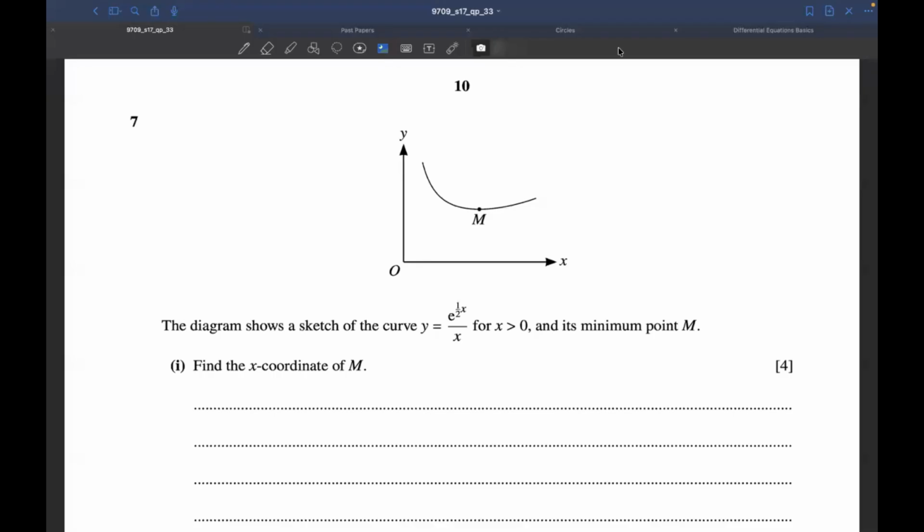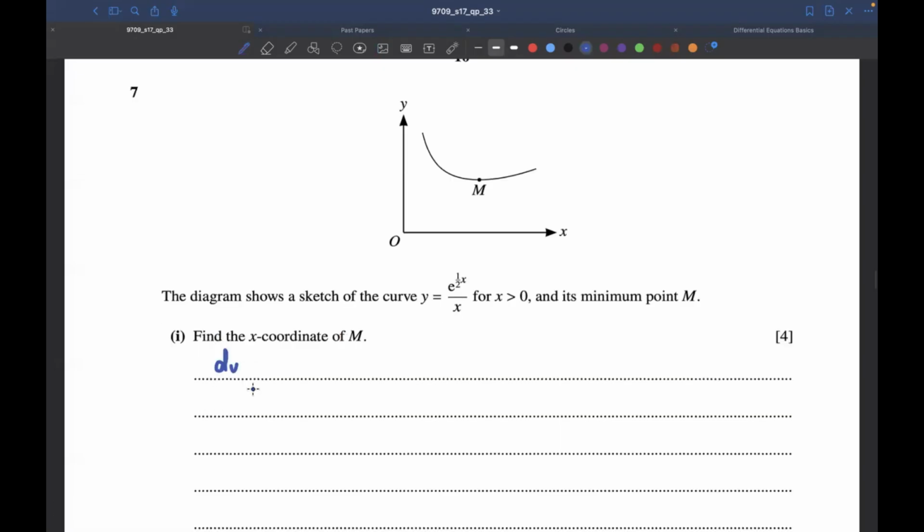In question 7, it says that the diagram shows a sketch of the curve y equals e power half x upon x and its minimum point m. We have to find the x coordinate of m. Now, as it's a minimum point, it means that dy dx, or the gradient, will be equal to 0. So in the first step, we'll just write dy dx, and as the two terms are dividing, we will be applying the quotient rule. So that is vu dash minus uv dash divided by v squared.